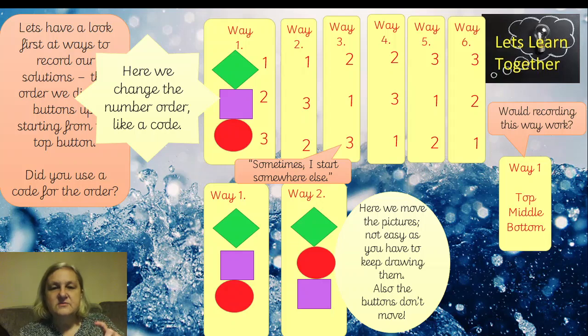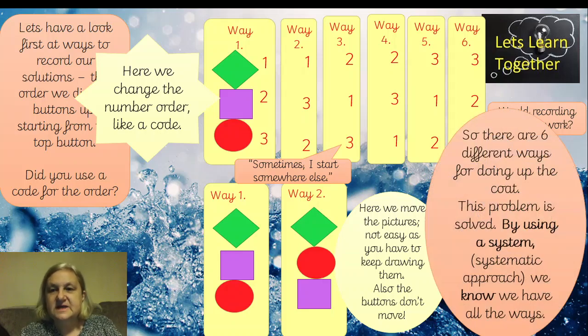So to make it simpler for yourself, use a code for it, so either a number or a letter. It's got to have a meaning though. So there are 6 different ways for doing up the coat. This problem is solved, and we did it by using a systematic approach or a system. We know we have all the ways. Okay.